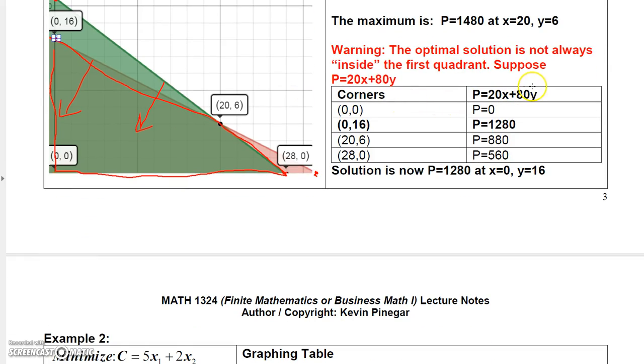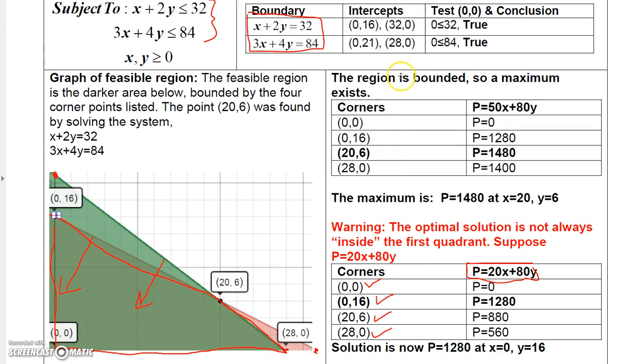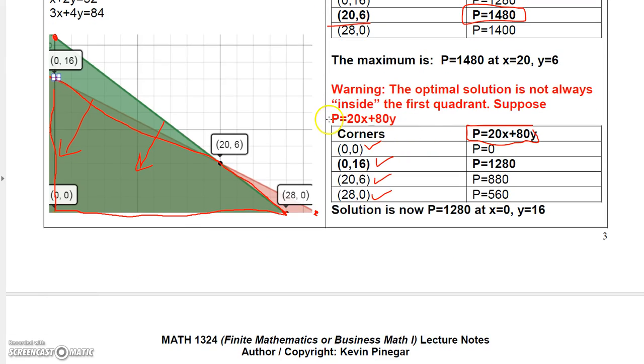Now, the objective function was 20x plus 80y. So if I plug each of these corner points into that objective function, you can see that I'm going to get... well, I'm sorry, that's not the original objective function. Here's the original objective function. If you plug everything into the original objective function, you're going to get a maximum of 1480 at the point (26, ...). But down here I'm just showing you that if we had changed the objective function to something different, then the maximum could occur at a different point.